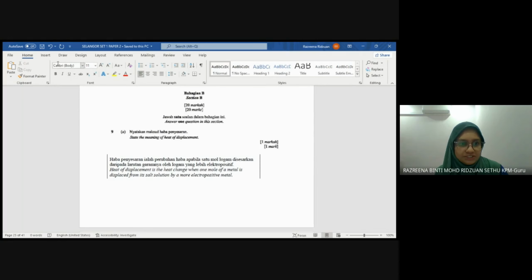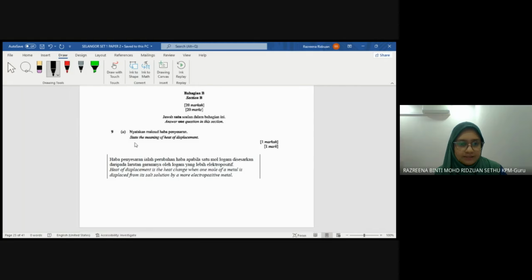Section B, question 9. 9A, state the meaning of heat of displacement. Heat of displacement here is the heat change. We can start with heat change when 1 mole of metal is displaced from its salt solution by a more electropositive metal.